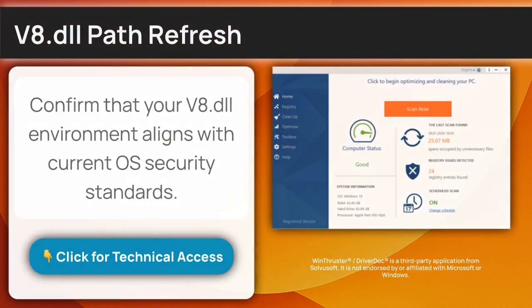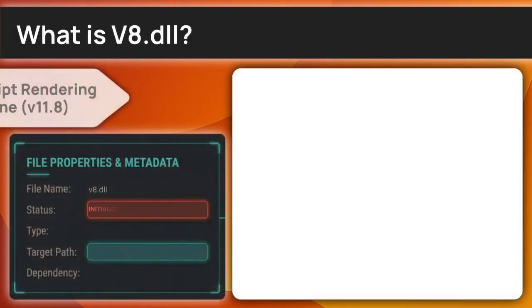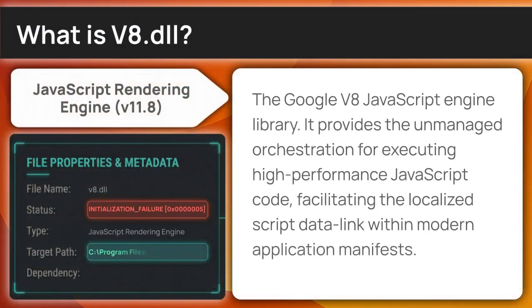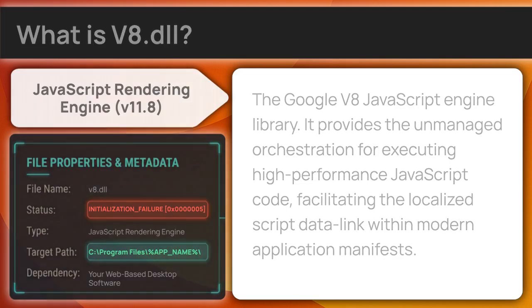This is the V8 Engine, the Google V8 JavaScript engine library. It provides the unmanaged orchestration for executing high-performance JavaScript code, facilitating the localized script data link within modern application manifests. Now that you know how the file works, let's focus on the how and fix the issue.